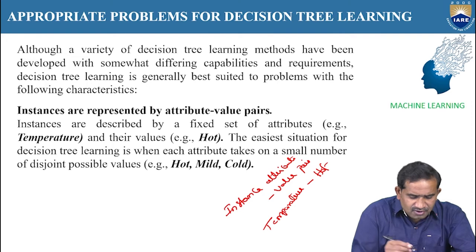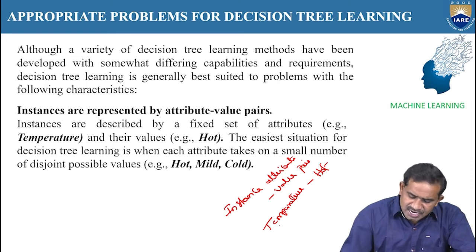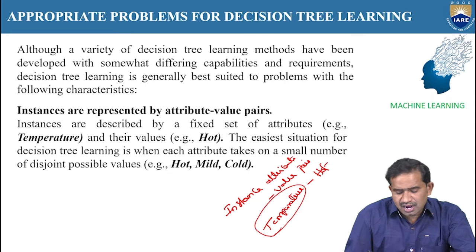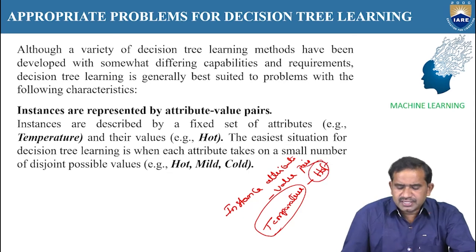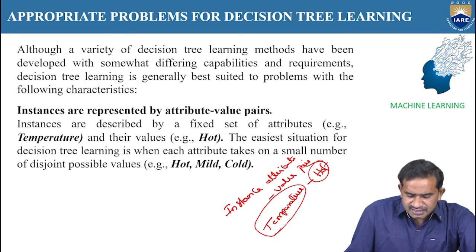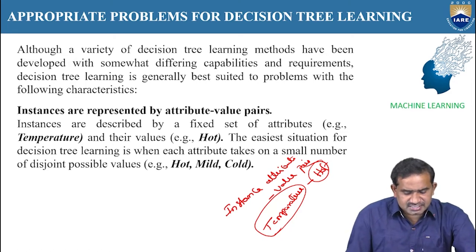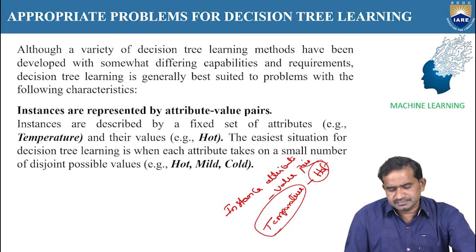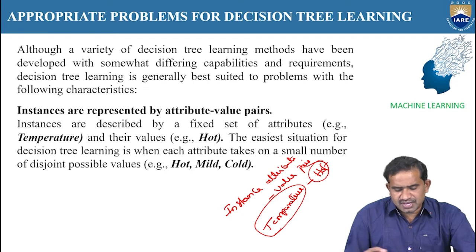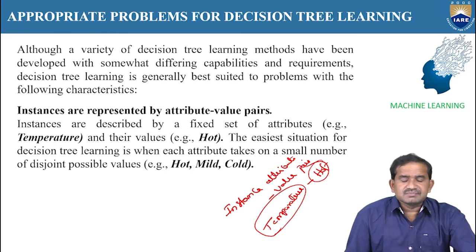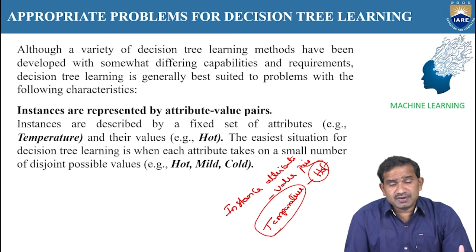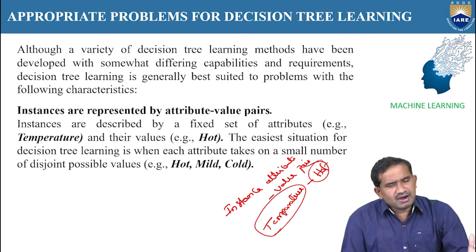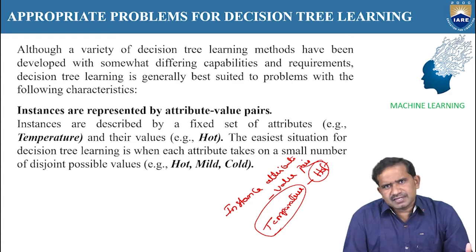First we represent the instance in the decision tree, and it automatically has its paired value also. The easiest situation for decision tree learning is when each attribute takes a small number of disjoint possible values, such as hot, mild and cold for temperature. Each attribute value is independent: hot is separate, mild is separate, and cold is separate.